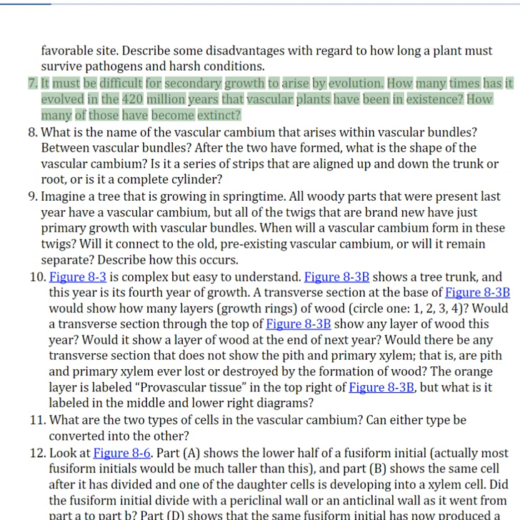7. It must be difficult for secondary growth to arise by evolution. How many times has it evolved in the 420 million years that vascular plants have been in existence? How many of those have become extinct?